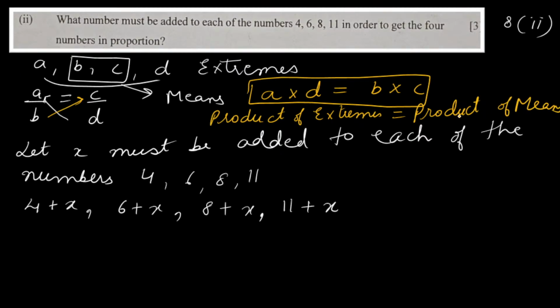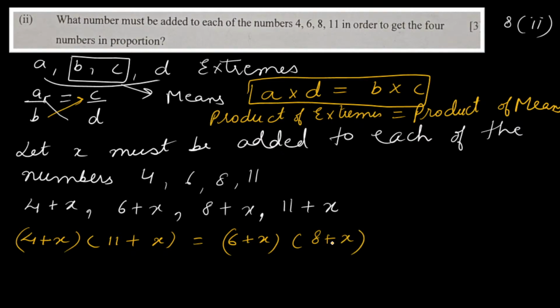So here also we can use the direct formula. Outer ones are extremes, so I can use the direct formula, product of means is equal to product of extremes. Extremes are here 4 plus x, the outer ones, and 11 plus x. So 4 plus x into 11 plus x is equal to product of means. Means are the middle ones, 6 plus x into 8 plus x. So the direct formula of proportionality I am using here, AD is equal to BC. If four numbers are proportional to each other, then A into D is equal to B into C.